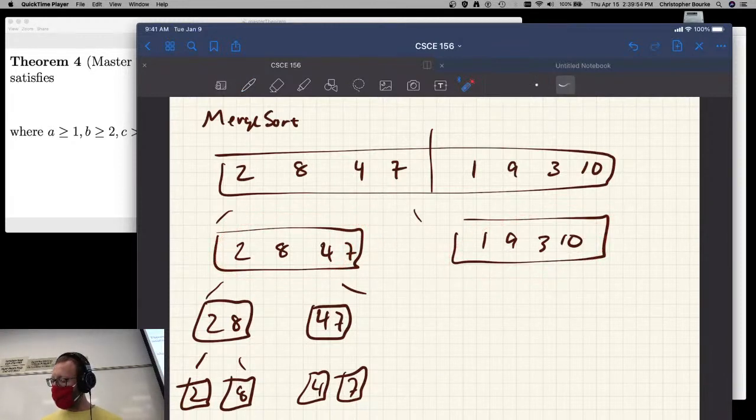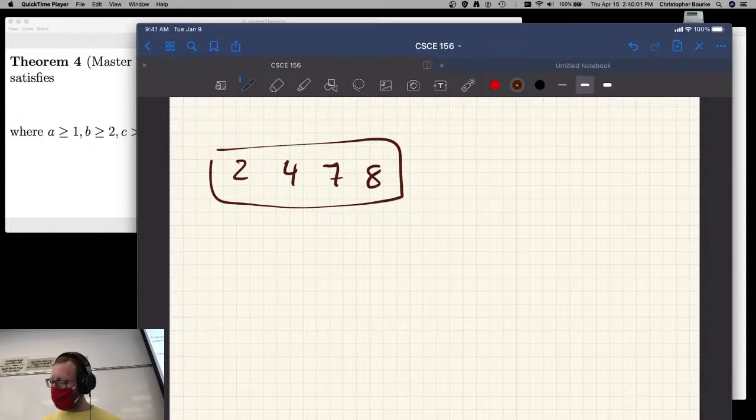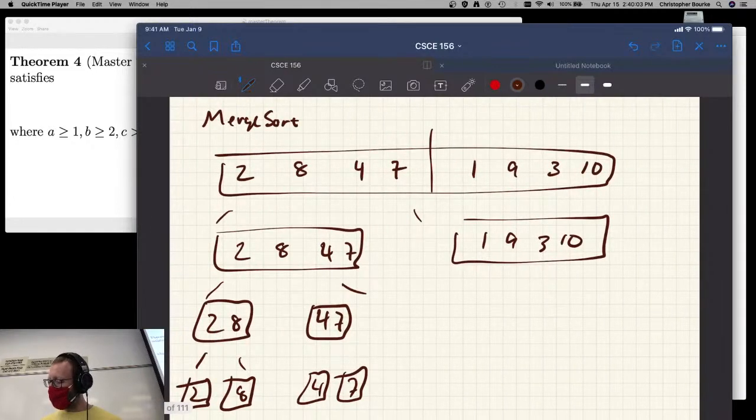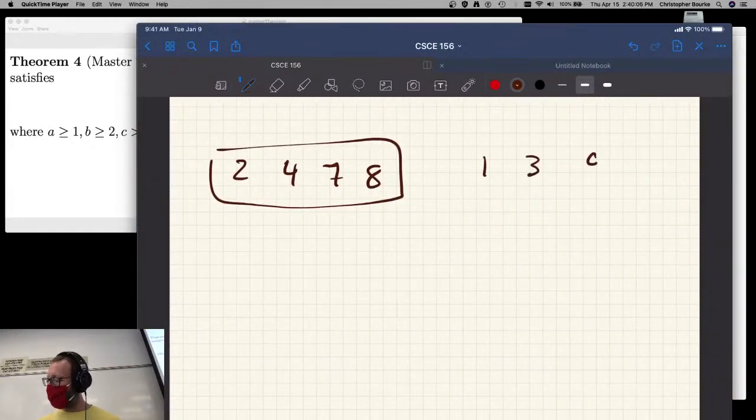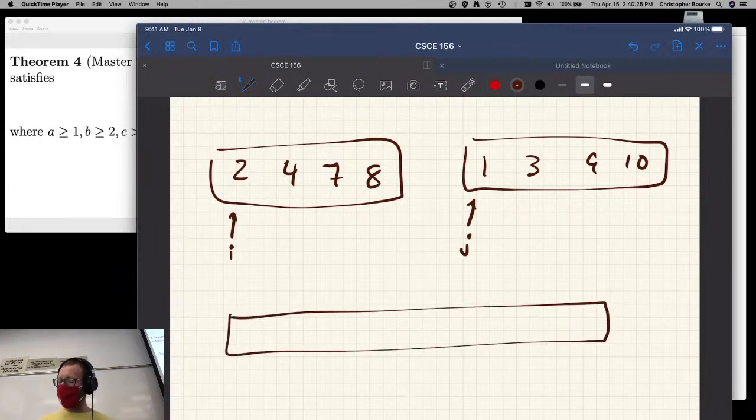So that's 2, 4, 7, 8. And what was the other one? 1, 3, 9, and 10. Now what we need to do is zipper these things together. We need to merge them into one sorted array. Like with quicksort, I'm going to establish 2 index variables here. And then I'm going to build a brand new array, putting things where they belong.